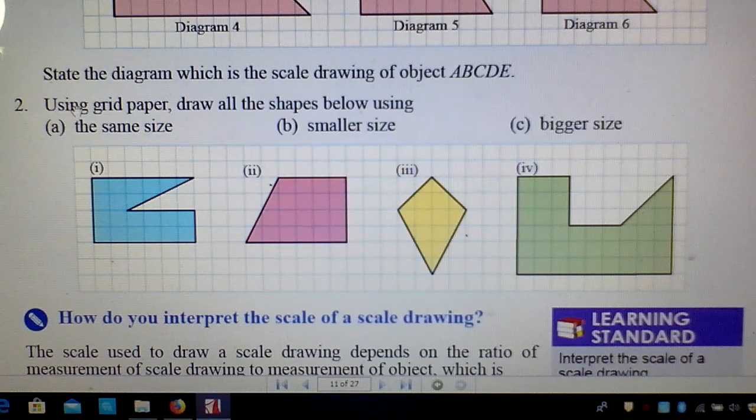Okay, number 2, using grid paper, draw all the shapes below using the same size. Okay, same size. You just copy. The smaller size, maybe you divide to half. Okay, bigger size, maybe you times 2. Meaning the scale drawing becomes bigger or smaller. It depends on the size that you draw.